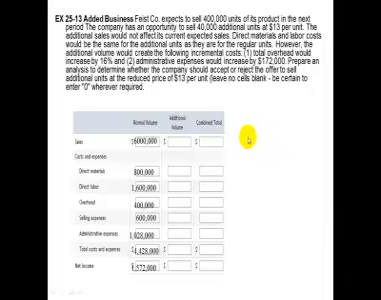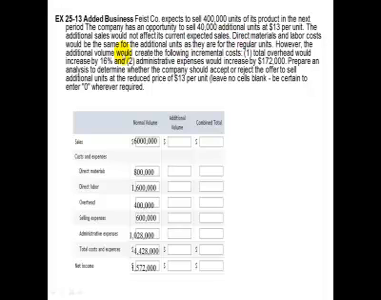Added business. Feist Company expects to sell 400,000 units of its product in the next period. The company has an opportunity to sell 40,000 additional units at $13 per unit. The additional sales would not affect its current expected sales. Direct materials and labor cost would be the same for the additional units as they are for the regular units.